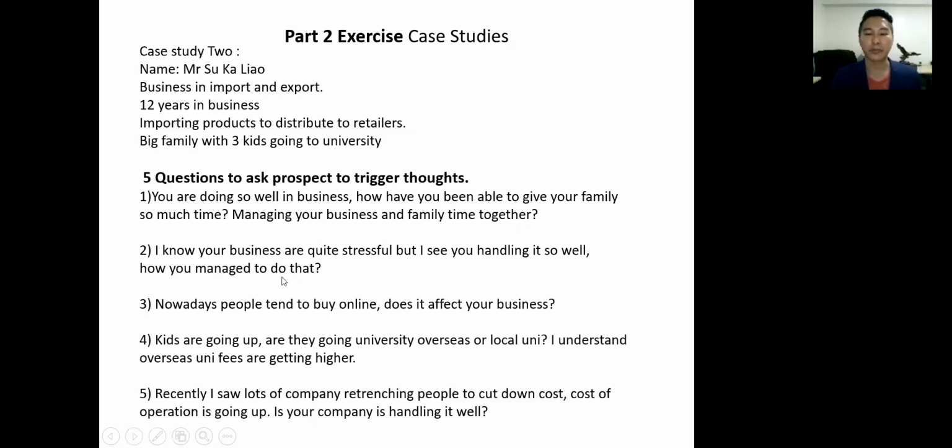When people are managing their business, they always worry about costs and a lot of things happening around the world. So you can ask, recently I saw lots of companies retrenching people to cut down costs. Cost of operation is going up. Is your company handling it well? These are the aspects of questions that you can ask in terms of fact finding.